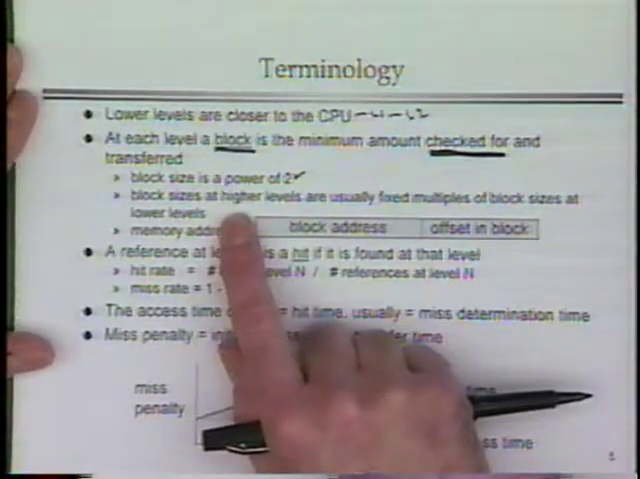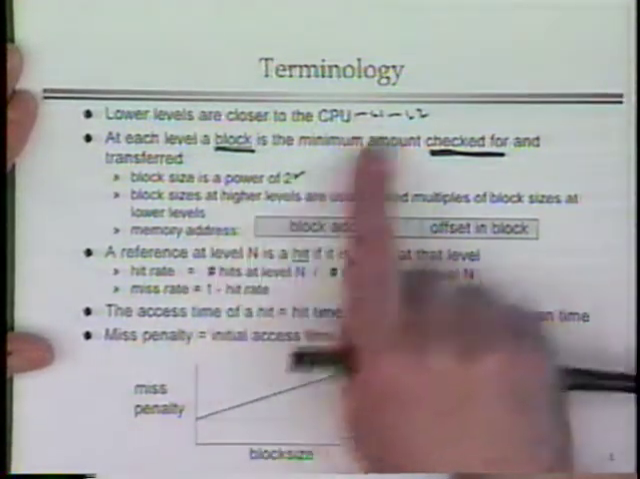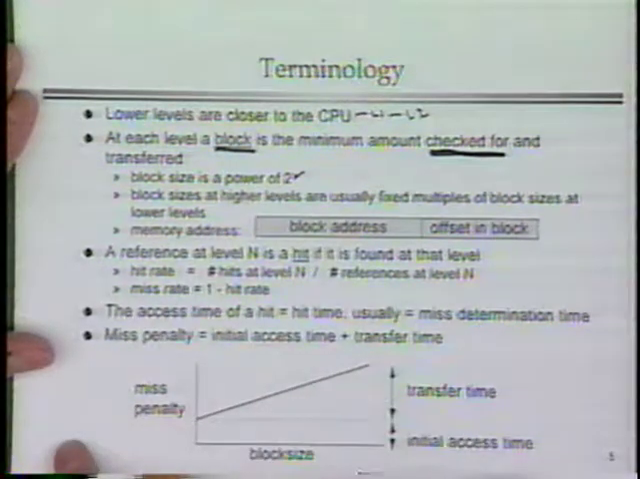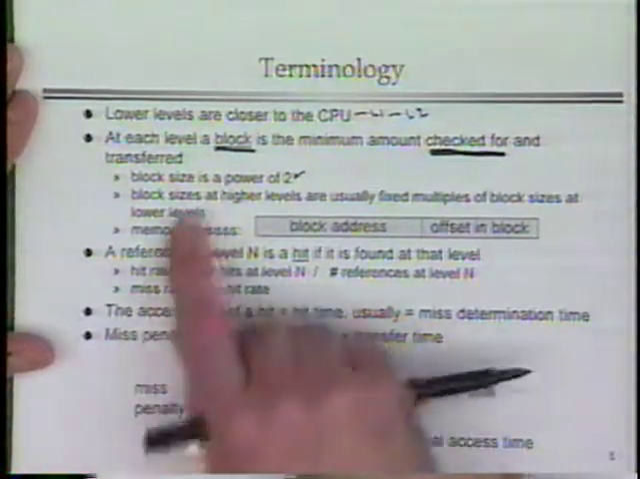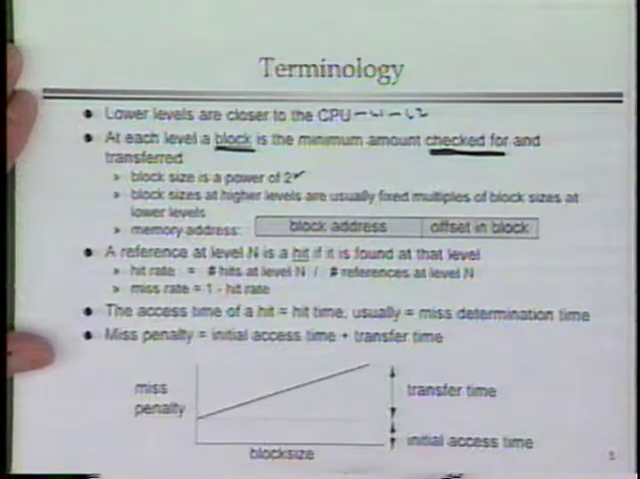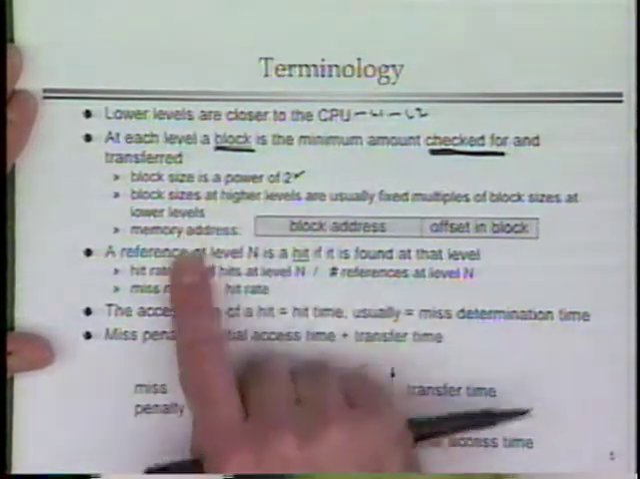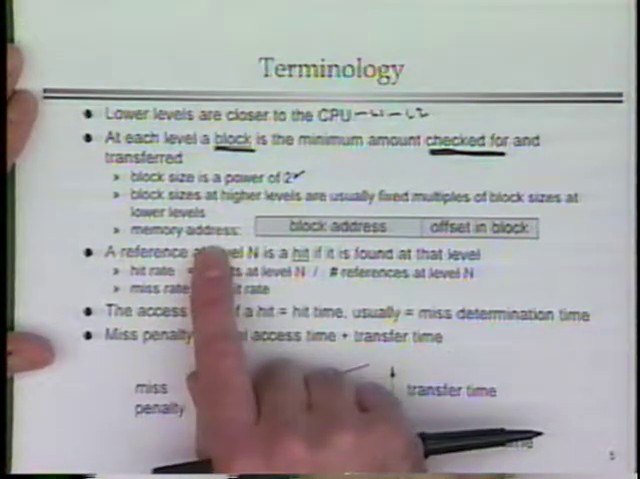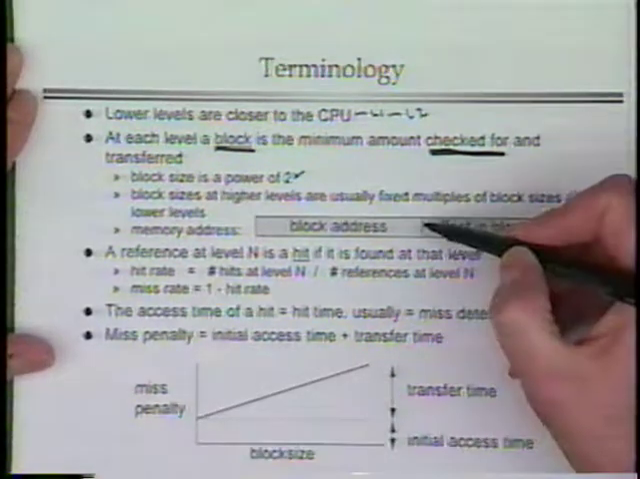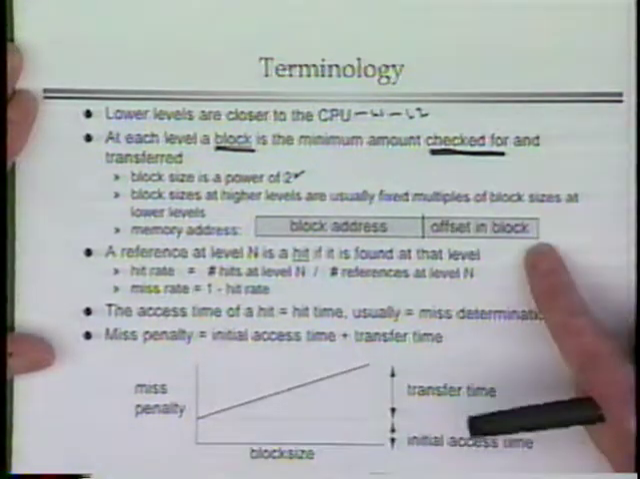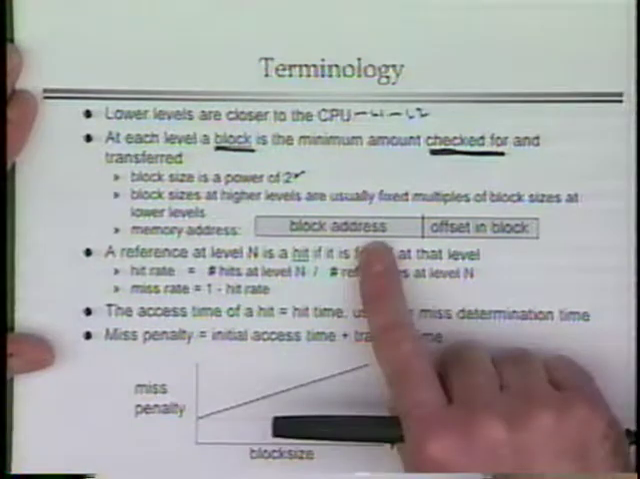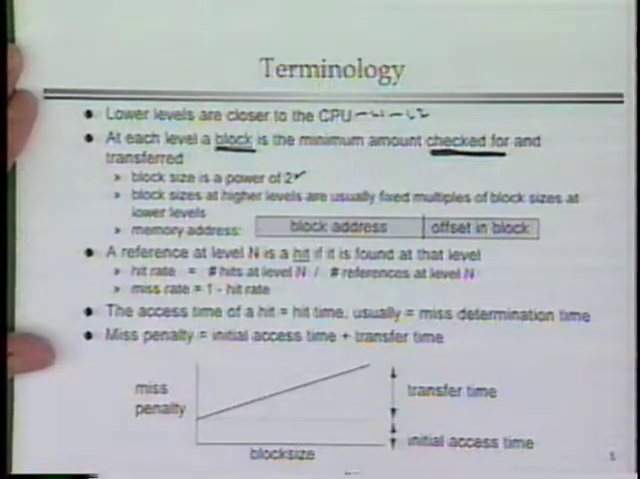Usually it's the case that at higher levels, at the slower caches, the block sizes are a multiple of the block sizes at the lower level, closer to the CPU. And there are some good reasons to do that, and we may be able to talk about that. But then the structure of a memory address at any level is particularly simple. There are some number of low-order bits that represent the byte offset within that block, and then high-order bits that represent the block address within that cache.